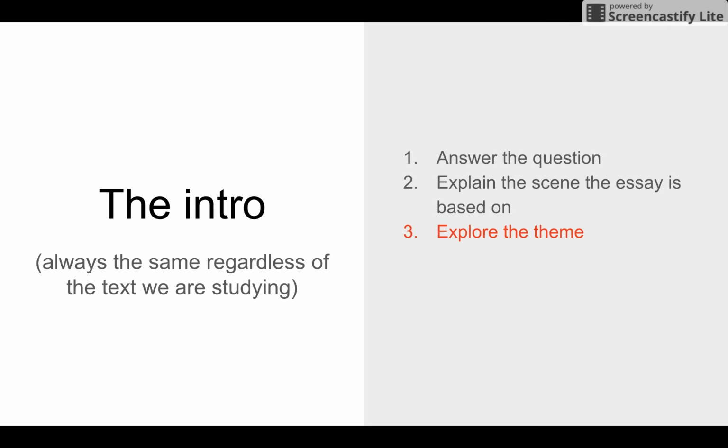Each essay title can be pretty much boiled down to one idea. This time it's openings. Next week it might be explore the theme of supernatural. It might be power. In An Inspector Calls, it could have been gender or class. So explore what that theme means to you.